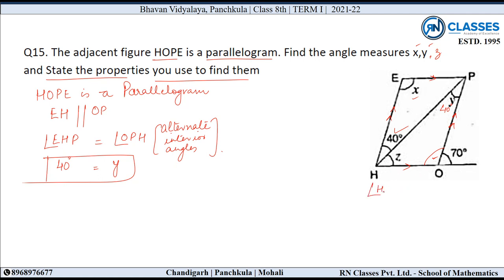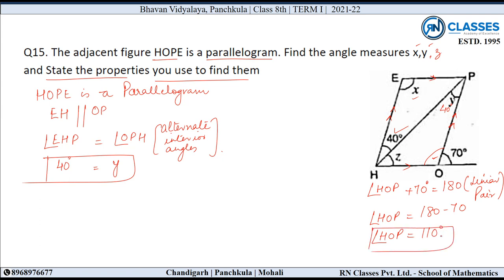Angle HOP, this angle, plus 70 degrees is equal to 180 degrees. Why? Linear pair. This is a linear pair. Now the value of angle HOP is 180 minus 70. Right? Angle HOP is 110 degrees. I got 110 degrees.